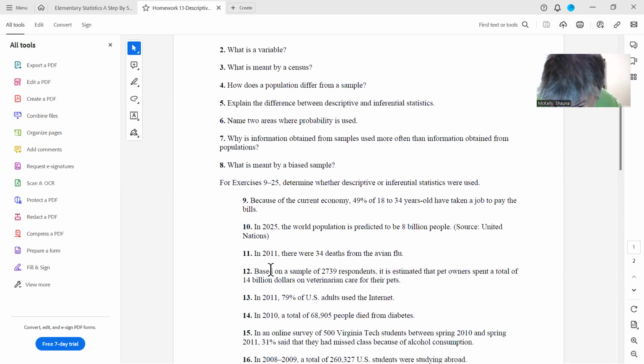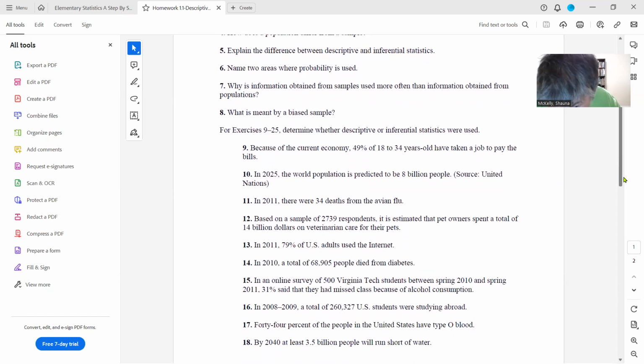This is an estimate, number 12. This is still descriptive. It's an estimate, but it's not a prediction. It's just estimated. Means it's not exact. Based on a sample of 2,739 respondents, it is estimated that pet owners spent a total of $14 billion on veterinarian care for their pets. Again, descriptive, okay?